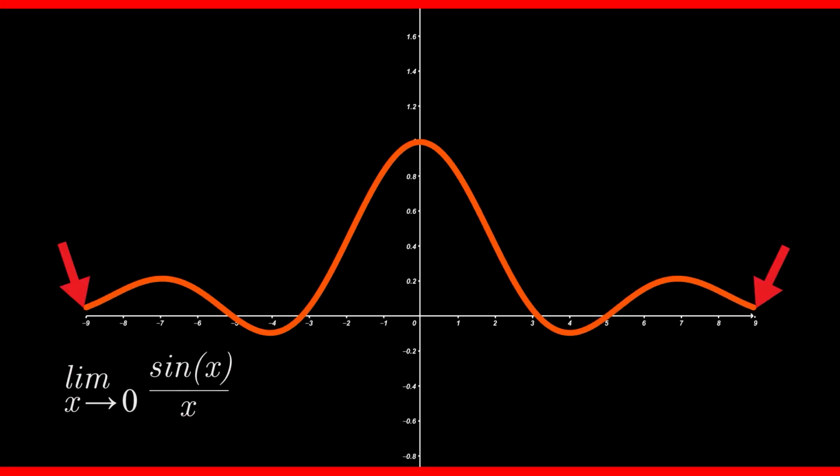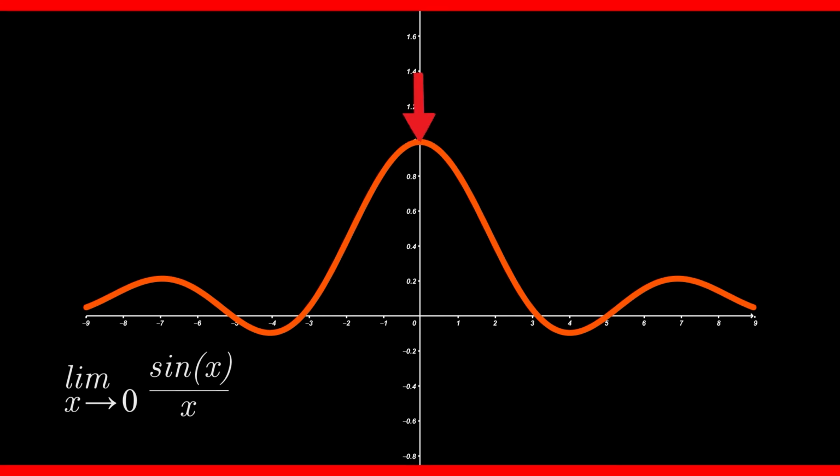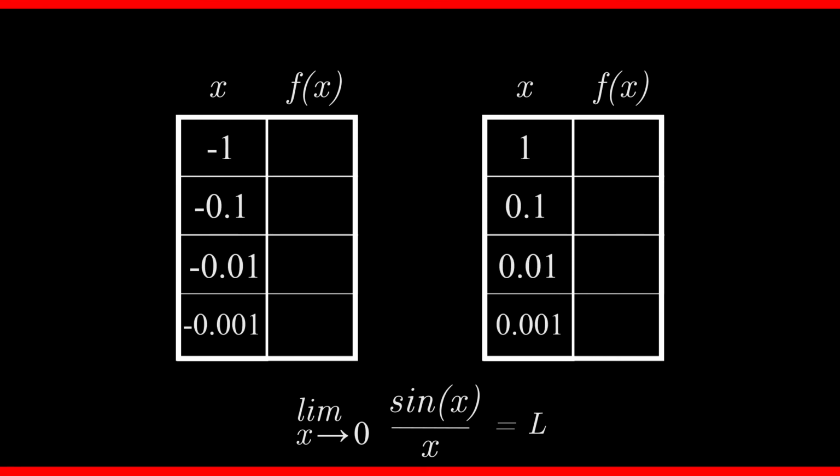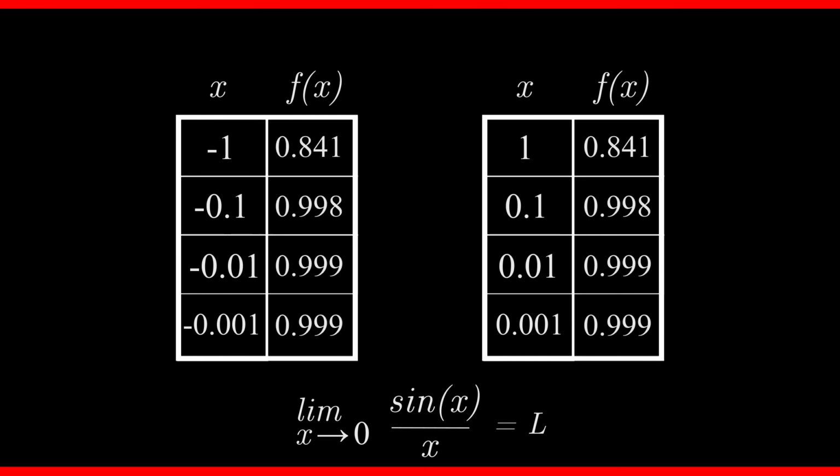Let's first look at the graph. Using the same method as before, we trace the graph to x equals 0 and see that both arrows lead to y equals 1. Now, we can switch to the table. And again, like before, we'll start with an input of 1 and reduce by a factor of 10 for both positive and negative values. Here we can see we get the same result that we got from the graph. Therefore, the limit of sine of x over x as x approaches 0 is 1.